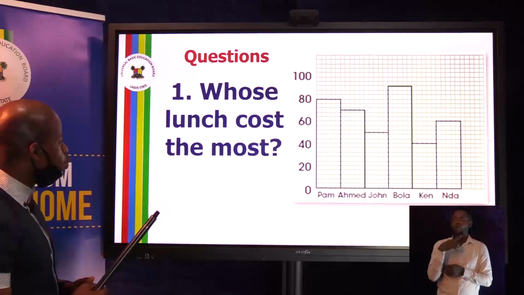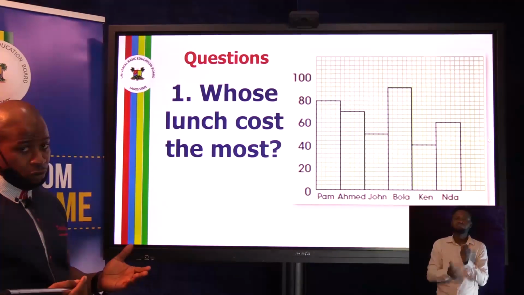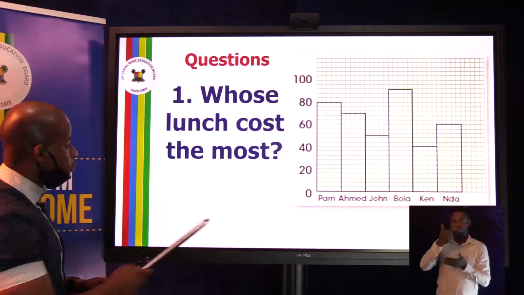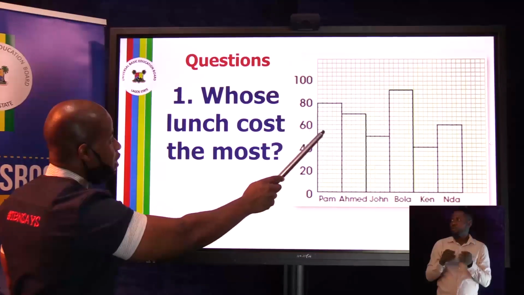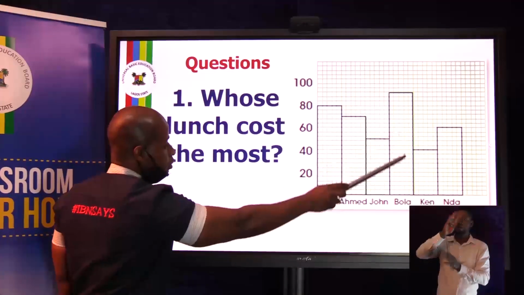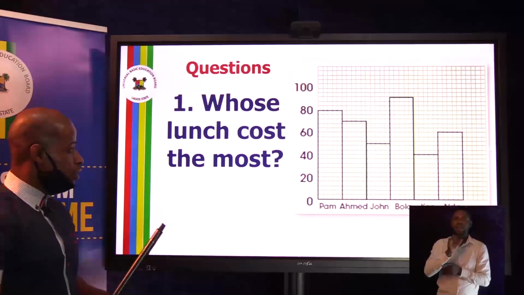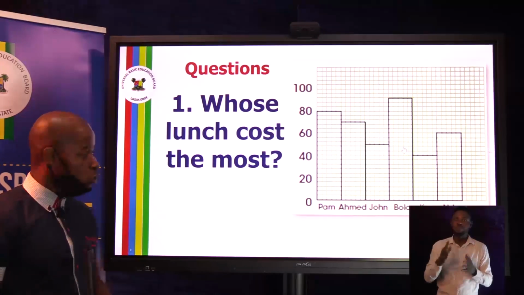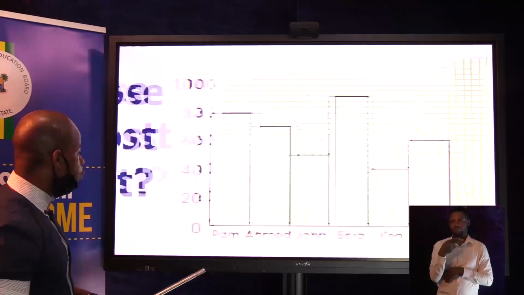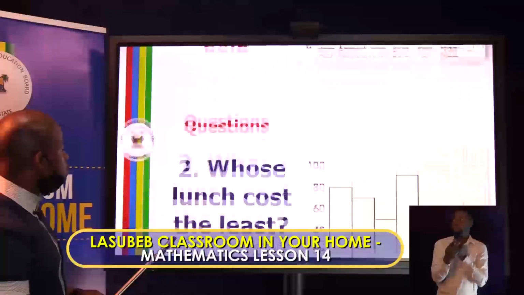First question says, whose lunch costs the most? So let's zoom in on this bar. We see that the person with the tallest bar is Bola. So Bola is the person that has spent the most on lunch. We can zoom out now and we'll move on.